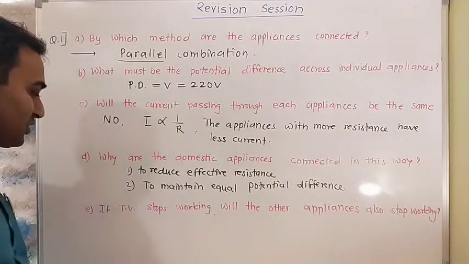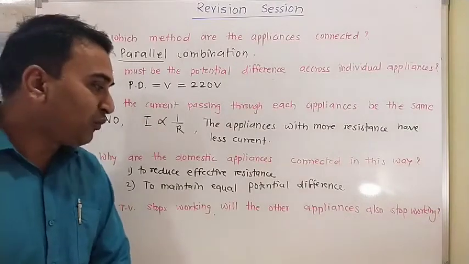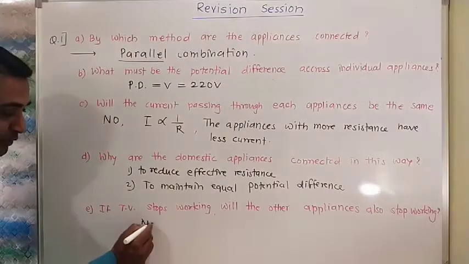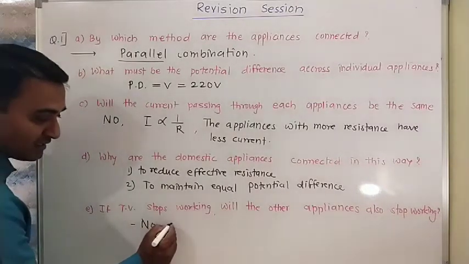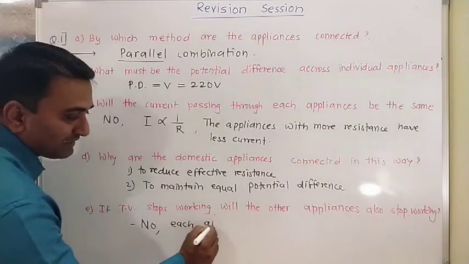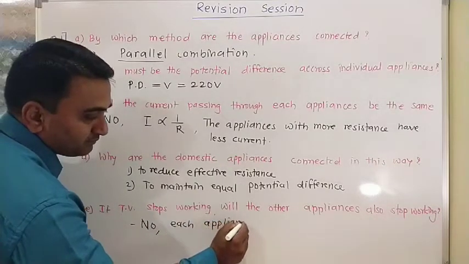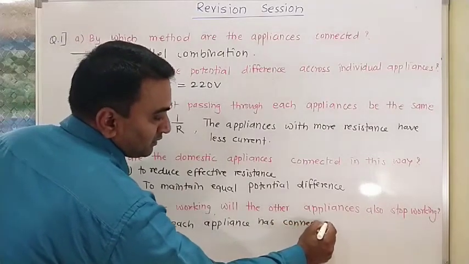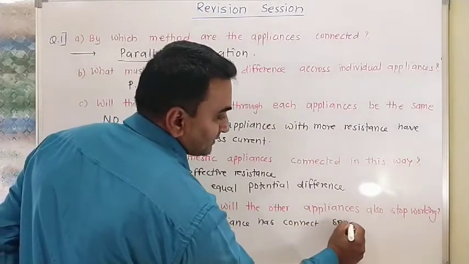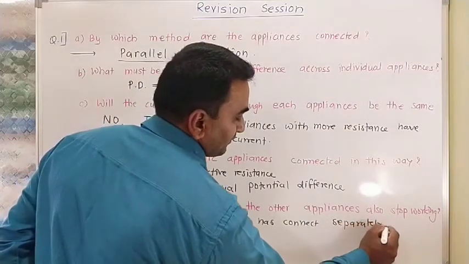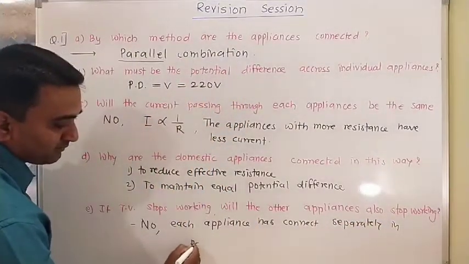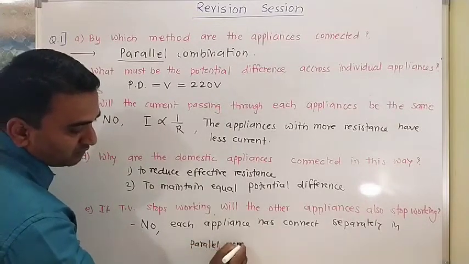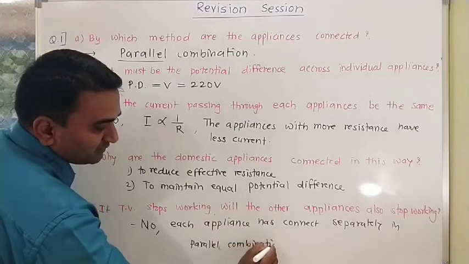The last question: if the TV stops working, will other appliances also stop working? No. The answer is no. Why no? Because each appliance is connected separately in parallel combination. So that is the answer for this one.